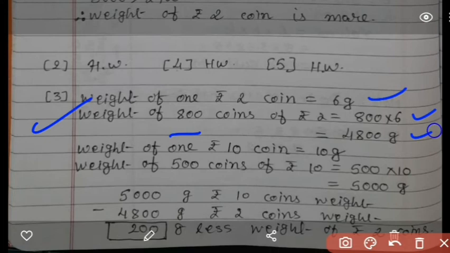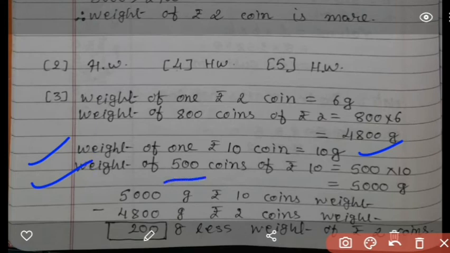Whose weight is that? The 2 rupee coin's. Fine. In the same way, the next one: the weight of a 10 rupee coin is equal to 10 grams. So we have to find out 500 coins of rupees 10, that is 500 multiplied by 10. So the answer is 5000 gram.